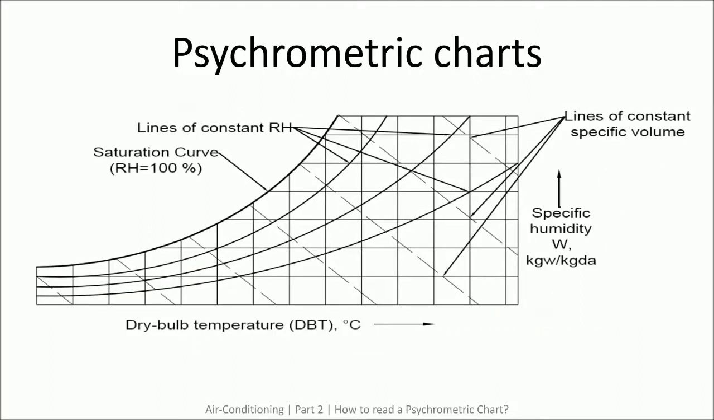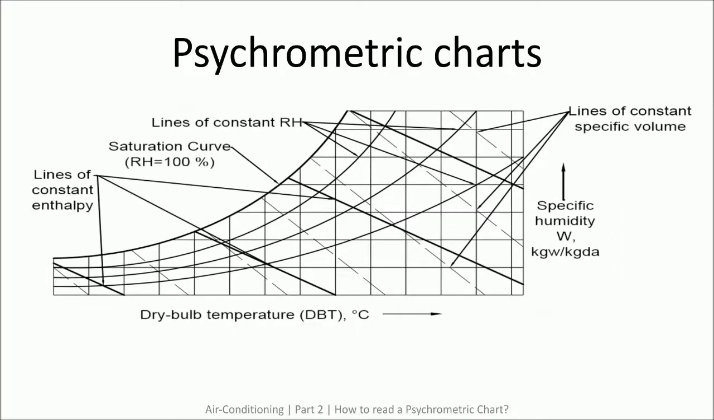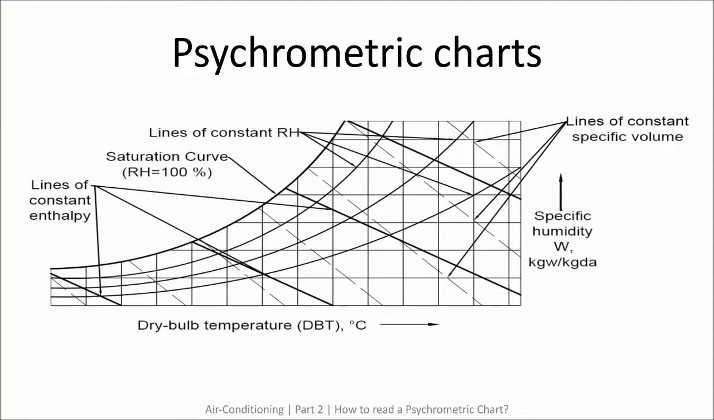Then we have a set of slant dashed lines shown in the figure, which give us the value of constant specific volume. In addition to this, we have another set of slant lines shown here as solid lines, which give us the value of enthalpy. These are lines of constant specific enthalpy. Let us now see how the different properties are read from this chart.